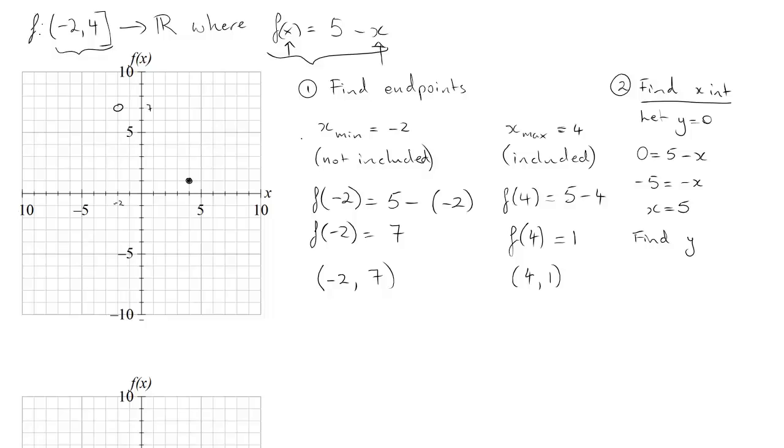So I'm going to find the y-intercept, and that one will probably be important. So let x equal 0. And so we're just going to put f of 0 equals, replace the x with a 0, and we've got 5.